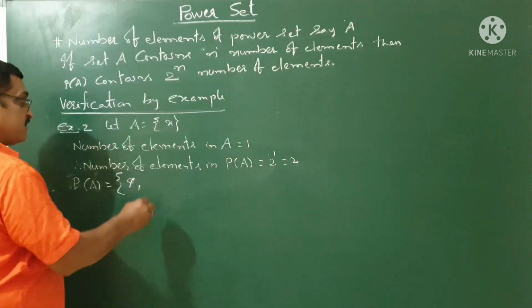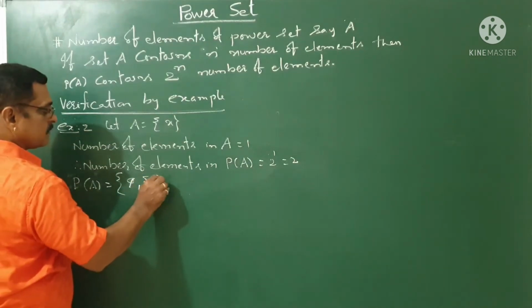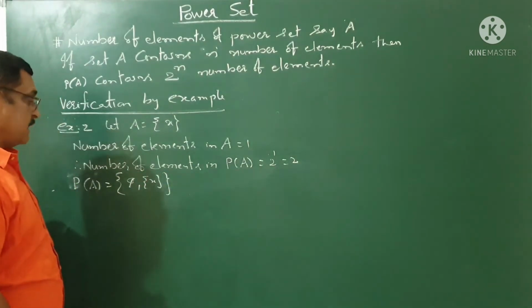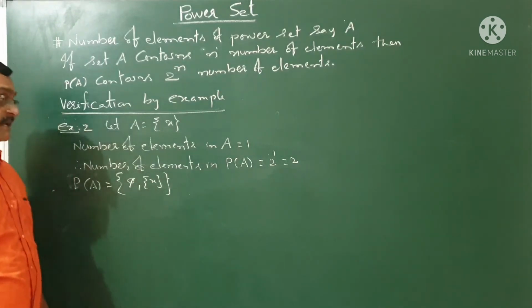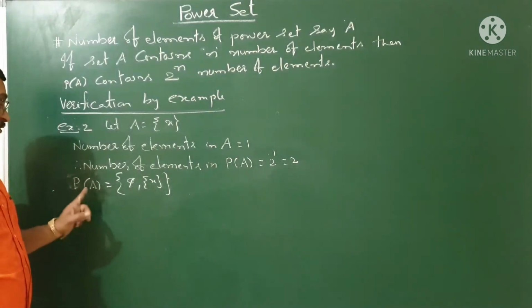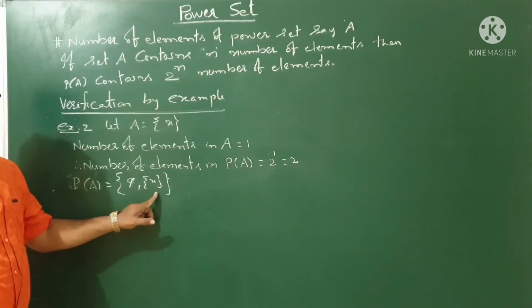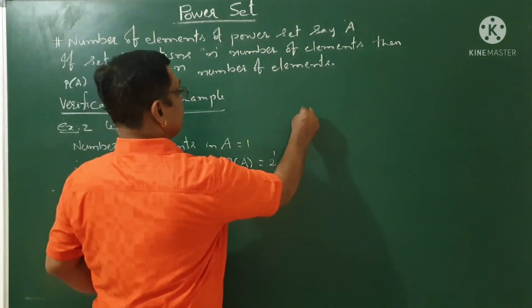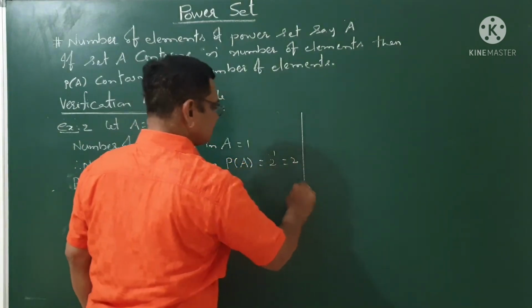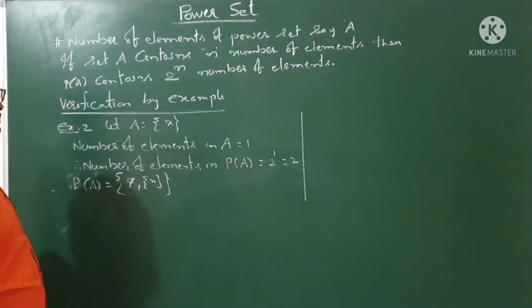And the set itself is a subset. Any other subsets for A? No. So P of A has two elements, that is pi and x. Next one, let me verify these results for another example.